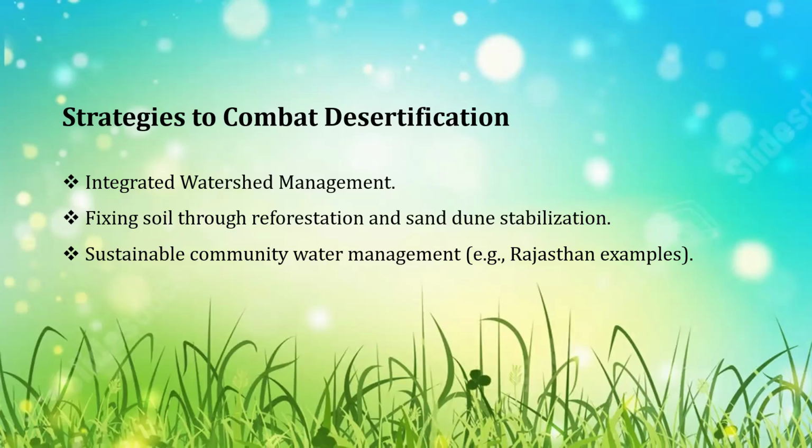The third point is sustainable community water management. The strategy emphasizes traditional and decentralized methods of water harvesting, specifically highlighting successful models from dry regions like Rajasthan in India. For example, this likely refers to traditional structures such as johads. Johads are small earthen check dams that capture rainwater and recharge groundwater. And the second is tankas, which are underground storage tanks used to collect rainwater from rooftops or artificial catchments.